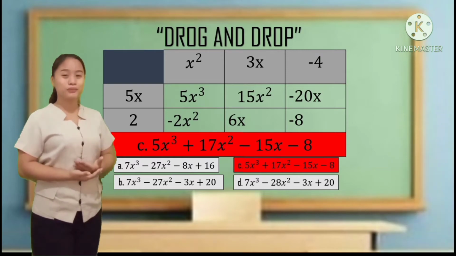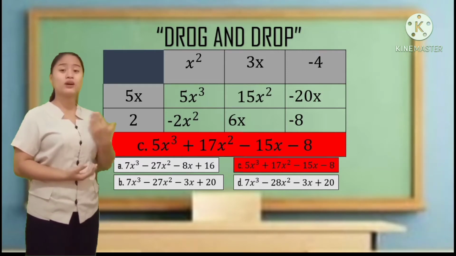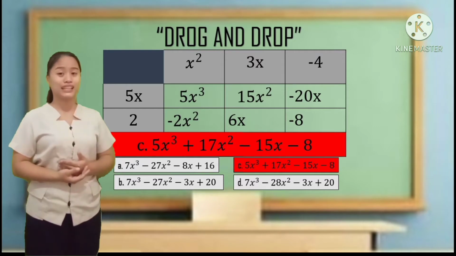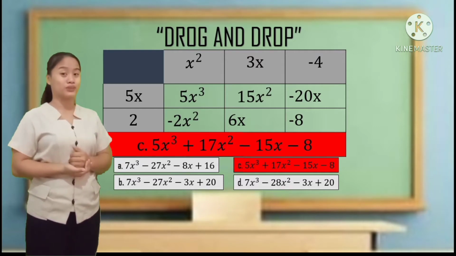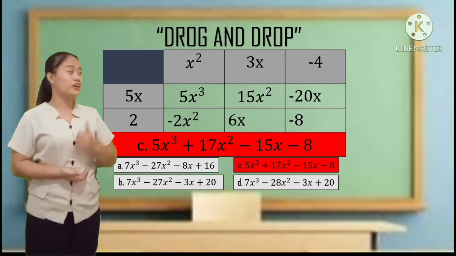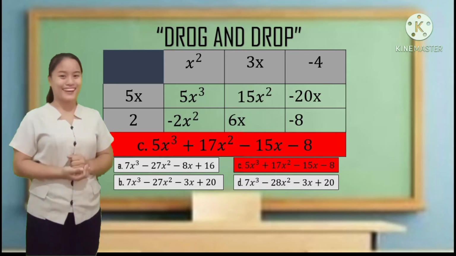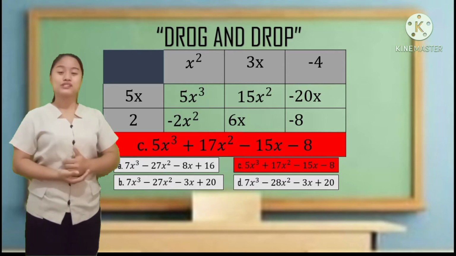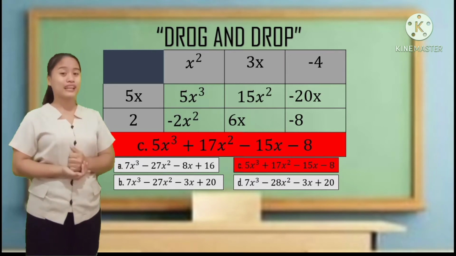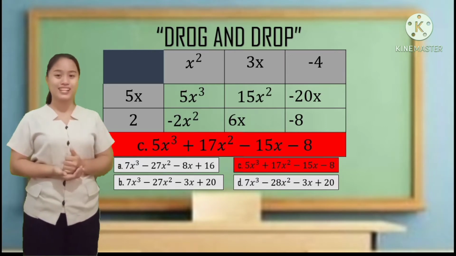Okay, very good, group 2. So the same with group 1, they also use distributive property to solve the problem given to them. Okay? So, very good, group 2, and I can see that their answer is correct. Okay? So for the last group, group 3, please come in front to present your answer.